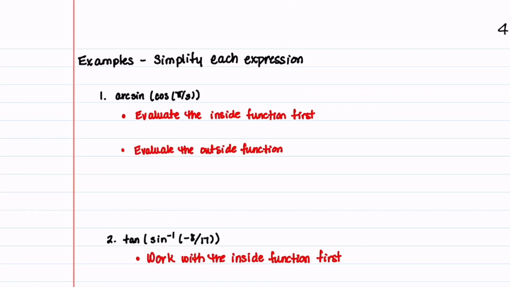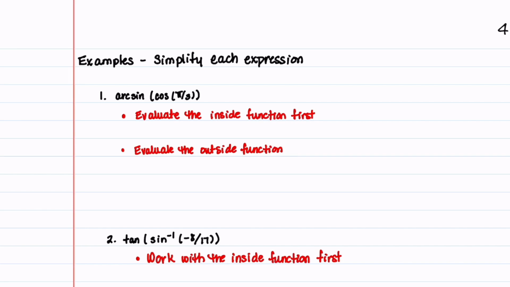Hang in there. We only have 2 more examples. I know this is hard material, but you can do this. These next 2 examples involve compositions with different trig functions. For our first example, we'll simplify the arcsine of cosine of pi over 3.